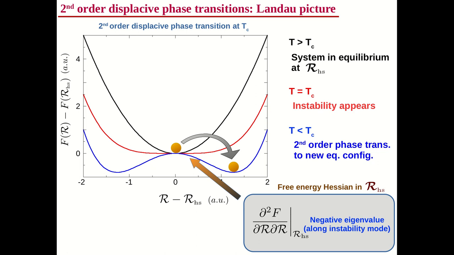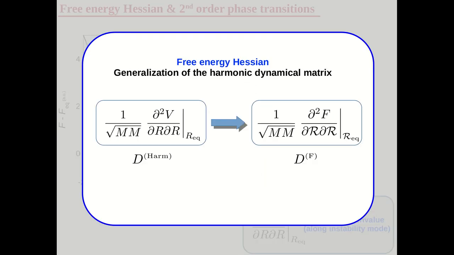Okay, and also the negative eigenvalue gives, by looking at the temperature at which one eigenvalue becomes zero and then negative, we can estimate the critical temperature. And looking at the corresponding eigenvector, we also find the instability mode, the displacement pattern along which the atoms move in order to decrease the free energy. So we have the instability pattern, the displacement pattern of the atoms.